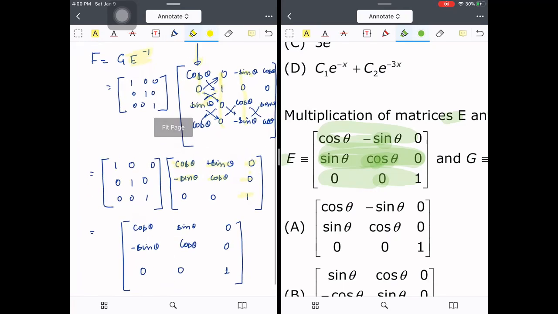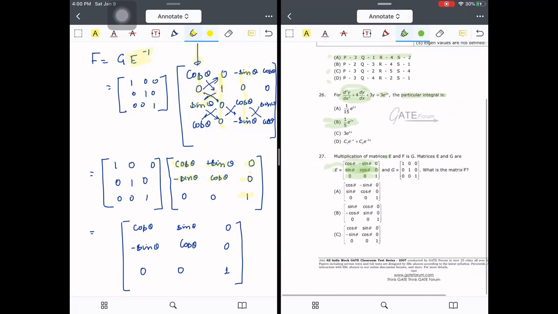Again you will multiply 0, 0, 1. So this is the inverse. Okay, so this is the inverse of this one. I hope you got this. E inverse, this is the shortcut method to find the value of the inverse.